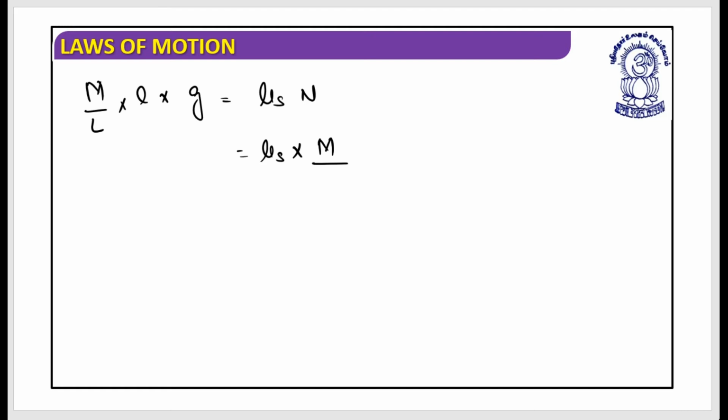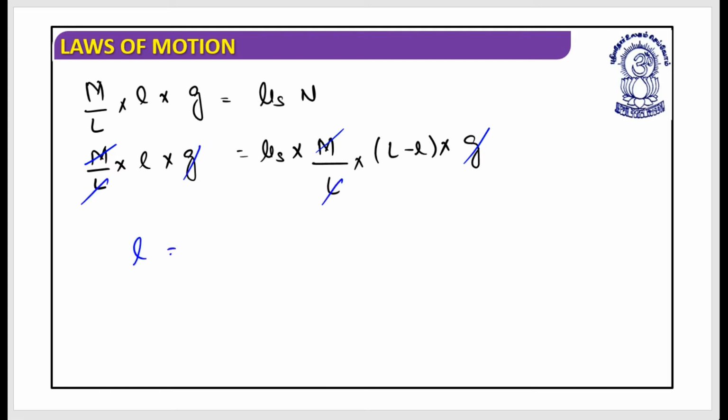Now again I need to write it as m by L into bracket L minus l multiplied by g. This was equal to m by L into g. So let's try to solve this. m has gone, g has gone, L has gone. So I am left with l is equal to mu s into bracket L minus l.